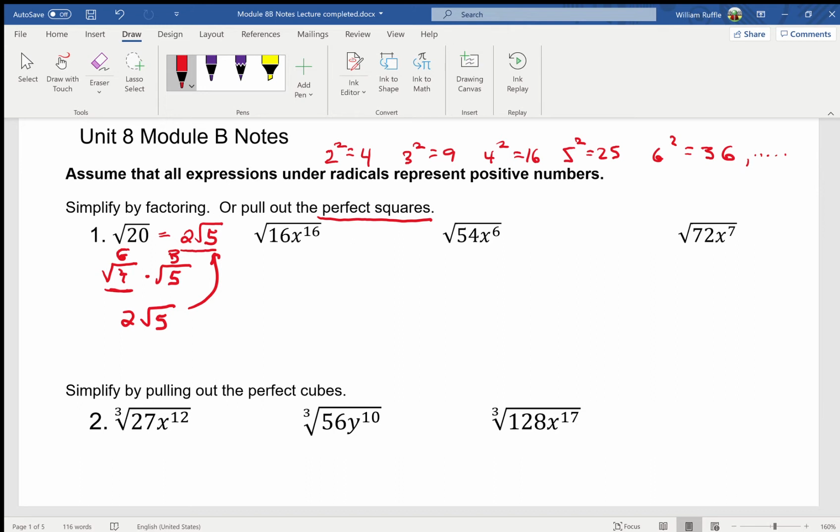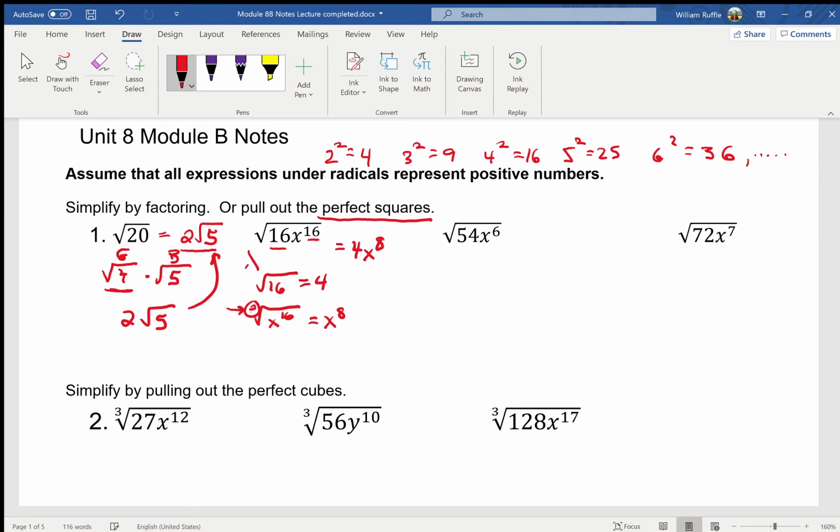Now, this next one here, the square root of 16x to the 16th. I always like doing this because it's weird: I'm going to do the square root of 16 twice and I'm going to get different answers each time I do it. The square root of 16 is equal to 4. Now the square root of x to the 16th, remember there's an invisible 2 and this is the denominator, so it's 16 divided by 2, so this is x to the 8th. So really this is just 4x to the 8th.